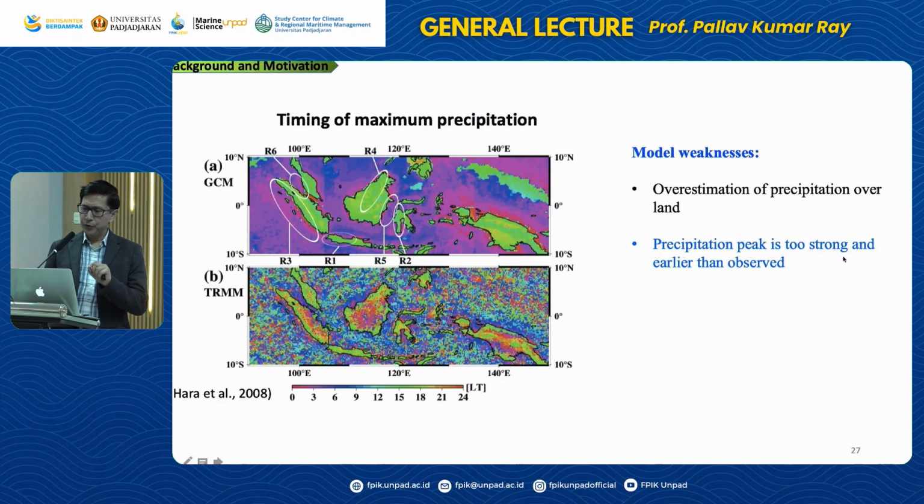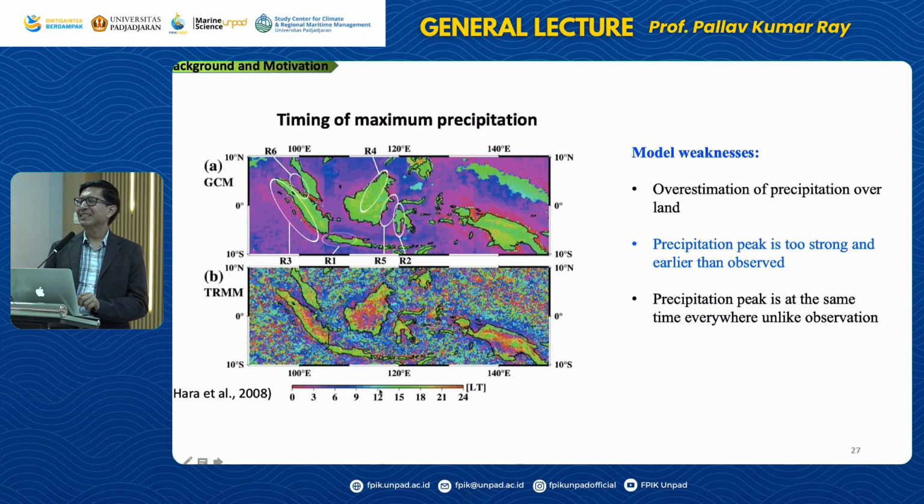The precipitation peak is too strong and earlier than observed. These numbers are much, much earlier compared to what you see in the observation. And the precipitation peak is at the same time everywhere, unlike observation. If you look at the land, it's all green, meaning that everywhere it's raining around noon, at 12 p.m. Whereas in the actual observation, you can see both green and red, meaning that rainfall is distributed over time over the maritime continent islands.